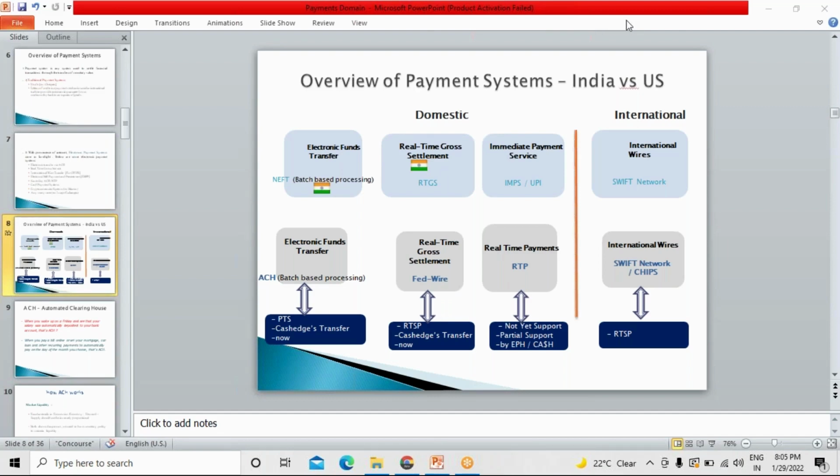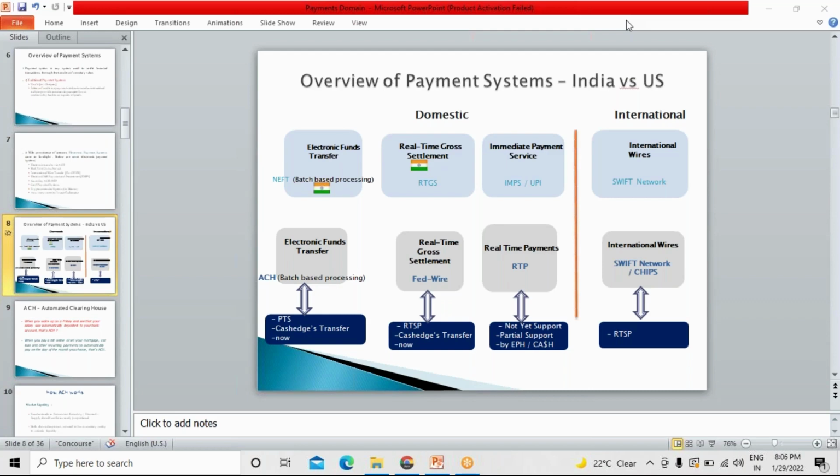Now, in reference to the payments overview, in reference to India and US, everything will be of two different types. This is the difference I am showing you. On the left hand side, you can see the domestic payments, whereas on the right hand side, you can see international payment transfers. In domestic payments, there are NEFT, RTGS, right?